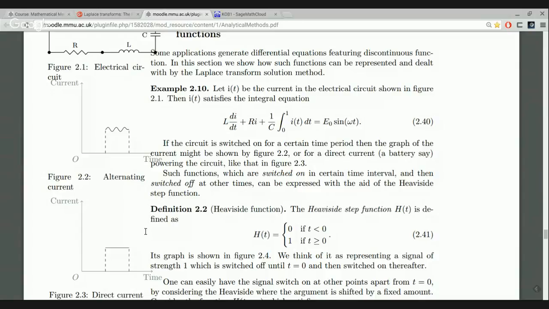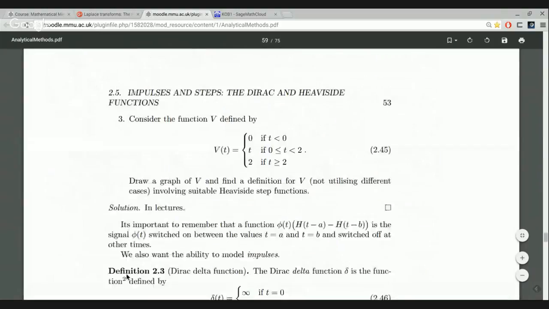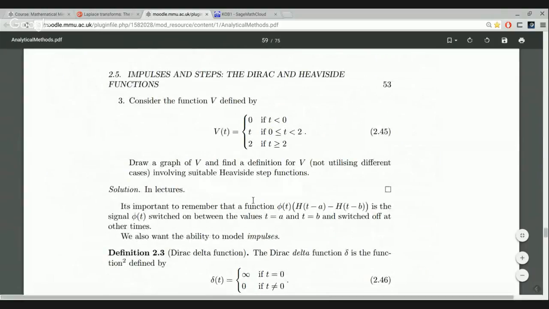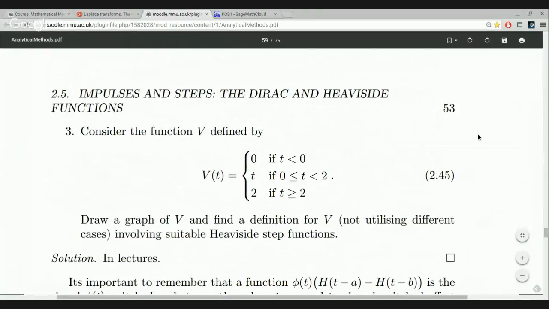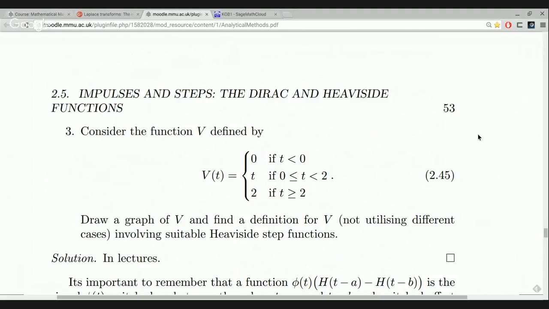So draw a graph of v and find a definition for v, not utilizing different cases. It's up on the screen. Instead, utilizing a combination of Heavisides. So we want to draw a graph of v and then give an expression for v in terms of Heaviside step functions. So we can approach this. So we're going to have values around 2, between 0 and 2. Let's make this 1, 2, 3, so you can see what's happening here.